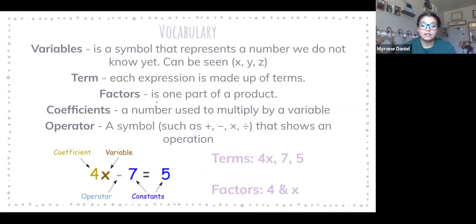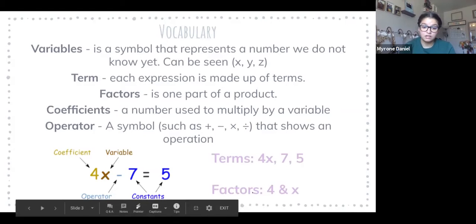We also have factors, which is different from the previous lessons that we've done, but a factor is one part of a product. So the factors of 4x are 4 and x. Those are 2 factors of that one product. And a product is a multiplication. So 4 and x are being multiplied together.